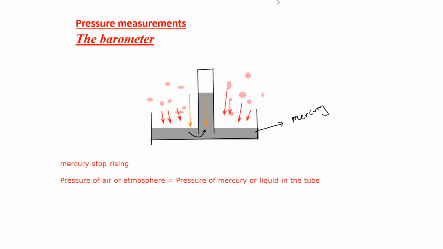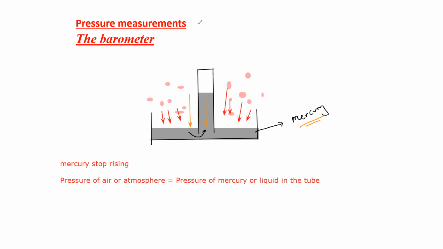So what is the working principle of a barometer? A barometer consists of mercury, a liquid. The air molecules are colliding with the mercury surface. As these air molecules collide with the mercury surface, they force the mercury to rise in the tube. So here the level will decrease and the level will rise in the mercury tube. Once the mercury stops rising, it means the pressure of the mercury is the same as the pressure of the atmosphere.